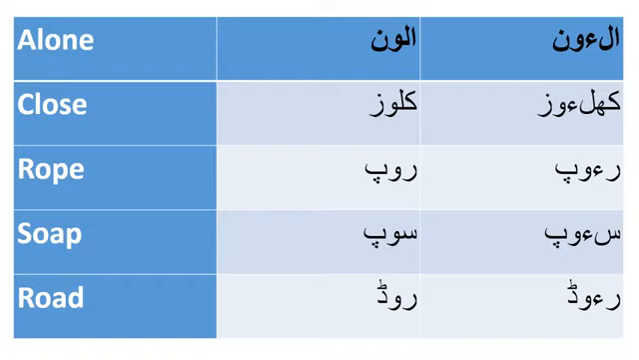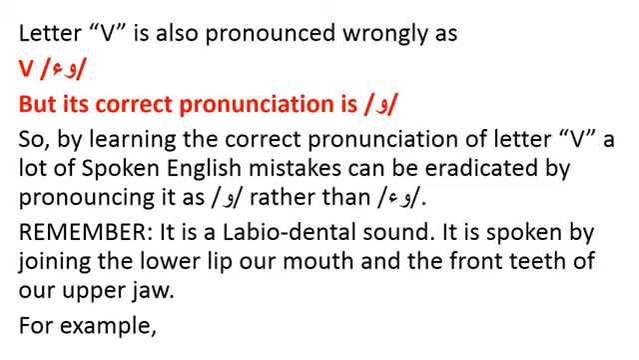Now the next word, S-O-A-P is not soap but soap. R-O-A-D is not road but road. Letter V is also pronounced wrongly as V.